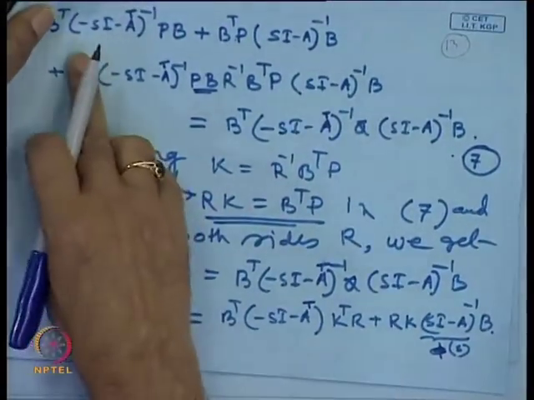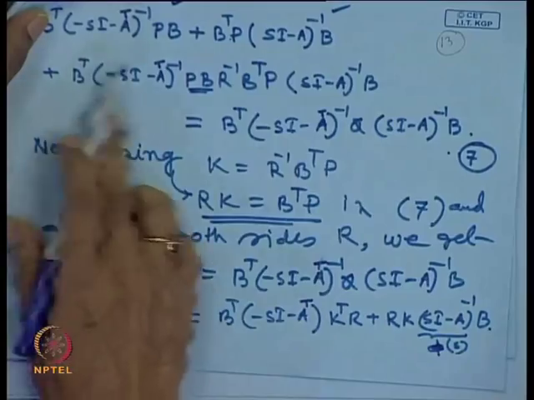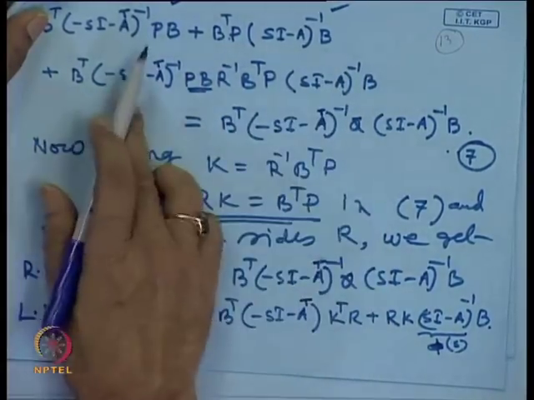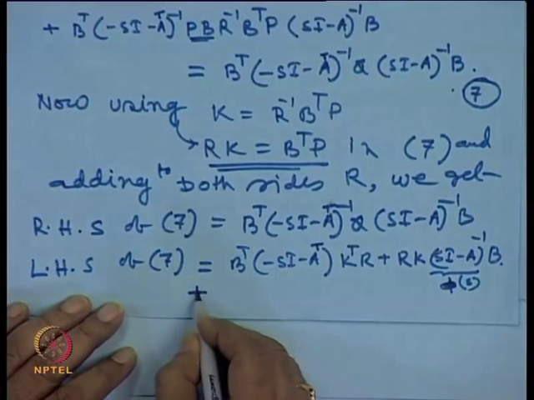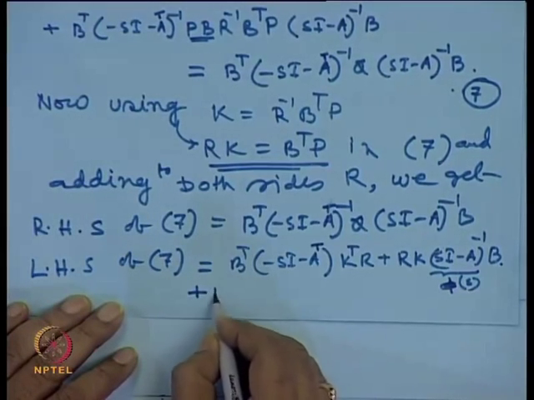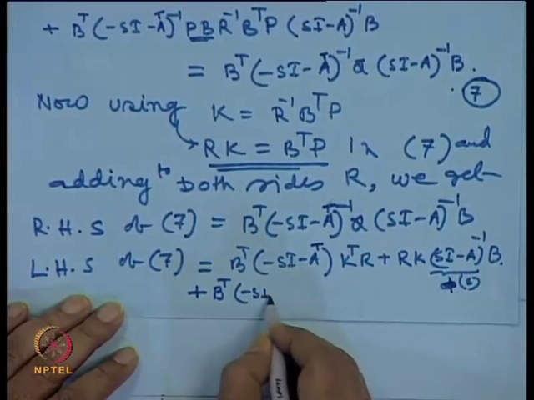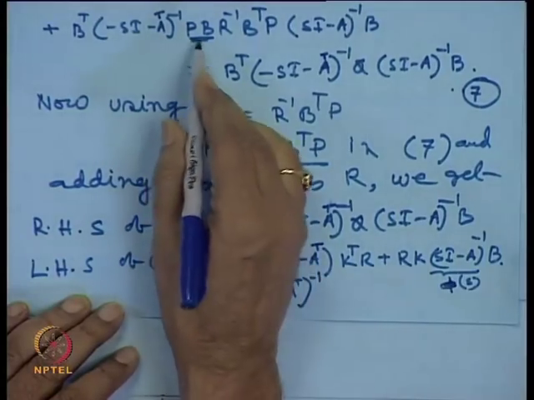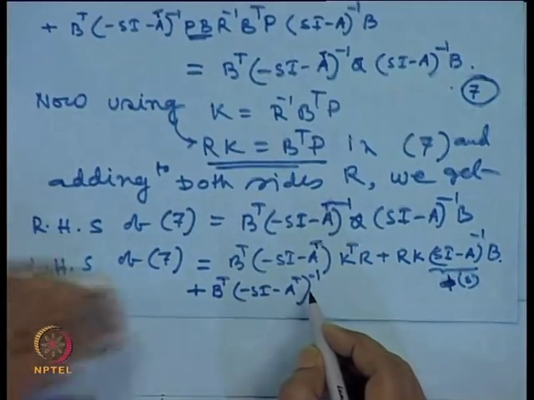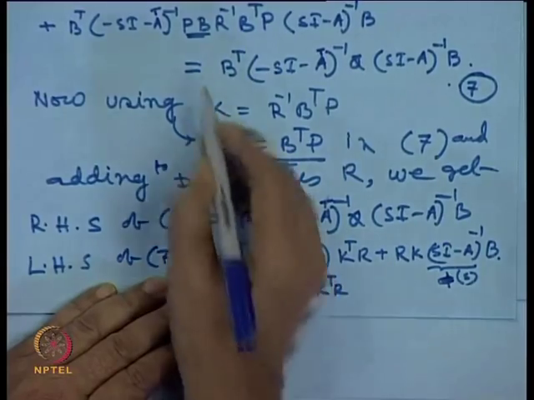Here I have just written this part, but this part is also left in the left hand side, so I have just missed it here. So I will write it: this is B transpose, then (S I minus A transpose) whole inverse, then P B. P B is what? K transpose R. K transpose R, that is P B.